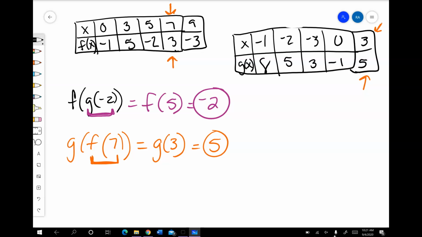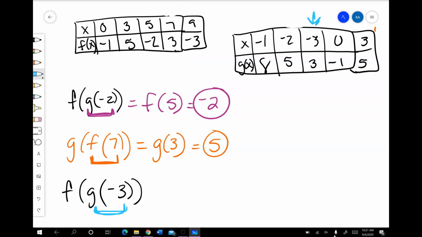All right, one more. So this one I'm going to do f of g of, I did -2. Let's do -3. Okay, so first I need to find g of -3. So when x is -3 on the g function, what is y? It's going to be 3. So now I'm looking for f of 3. So when x is 3 on that table, the answer is 5.